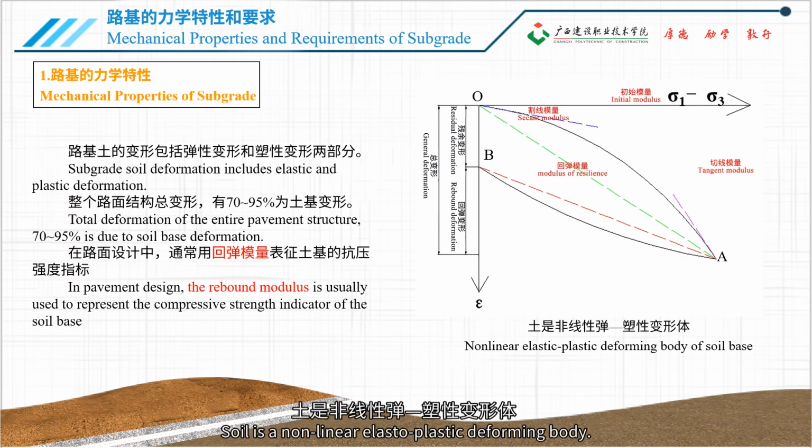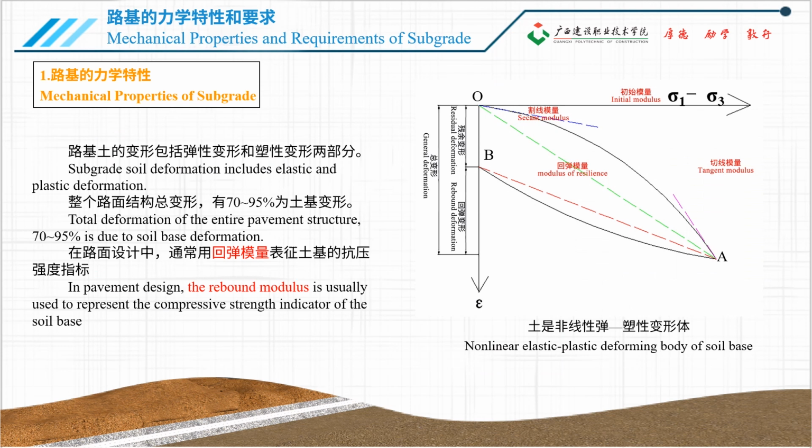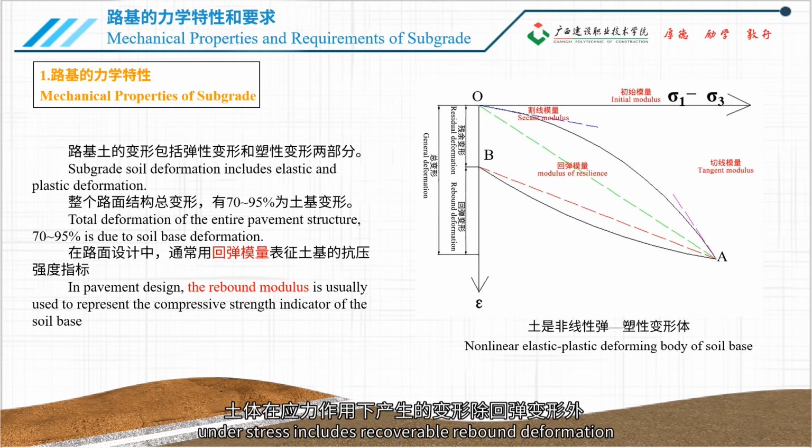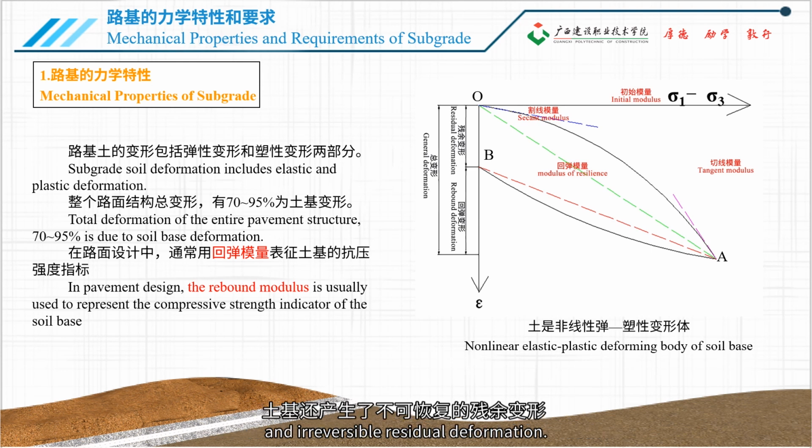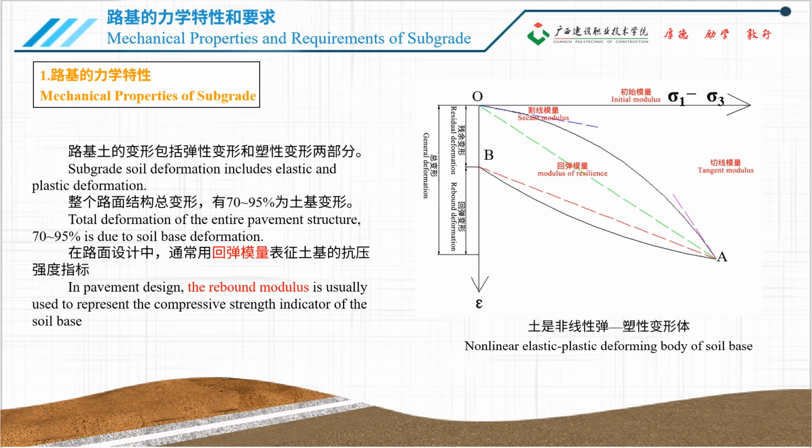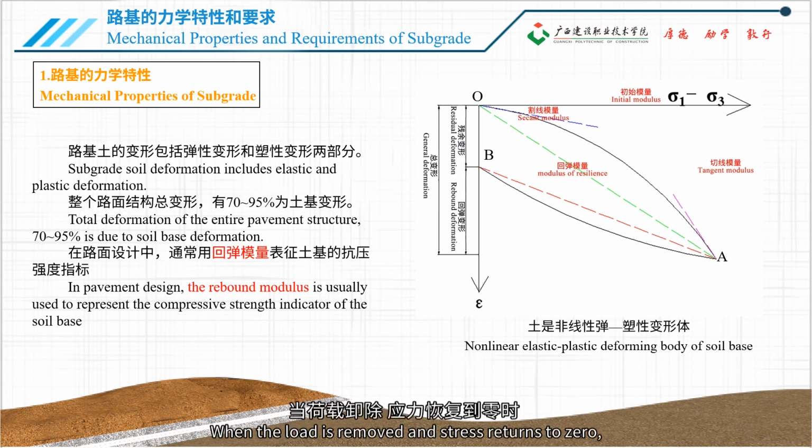Soil is a nonlinear elastoplastic deforming body. Experiments show that soil deformation under stress includes recoverable rebound deformation and irreversible residual deformation. When the load is removed and stress returns to zero, the curve goes from point A back to point B, with OB representing plastic deformation.